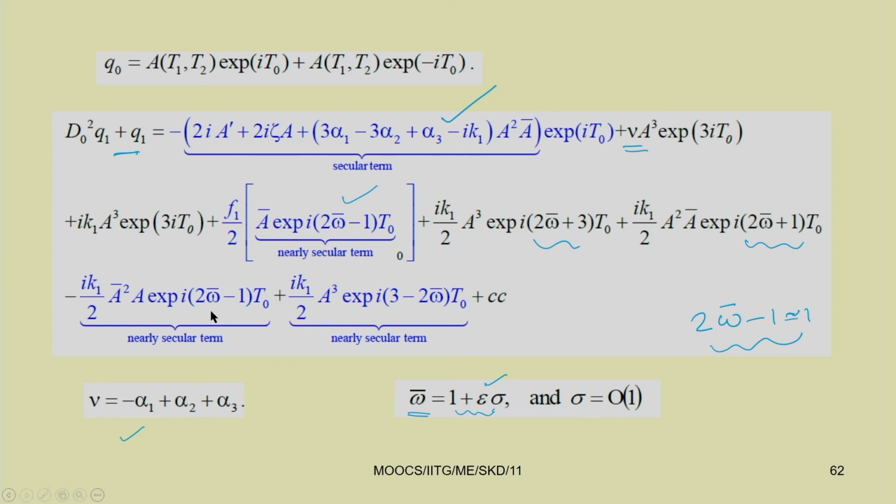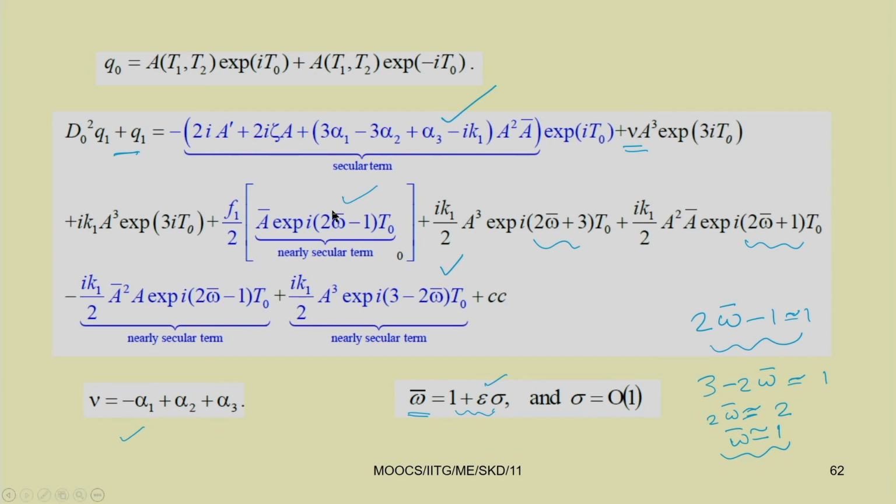Similarly, here we can see 2 omega bar minus 1. Already we have seen this term, and another term we are seeing is 3 minus 2 omega bar also. So, 3 minus 2 omega bar can be nearly equal to 1. In that case also we have 2 omega bar equal to 2, or omega bar nearly equal to 1. So, this term and this term conditionally give the frequency omega bar equal to 1. As conditionally they are becoming 1, they are known as nearly secular terms, as already explained.